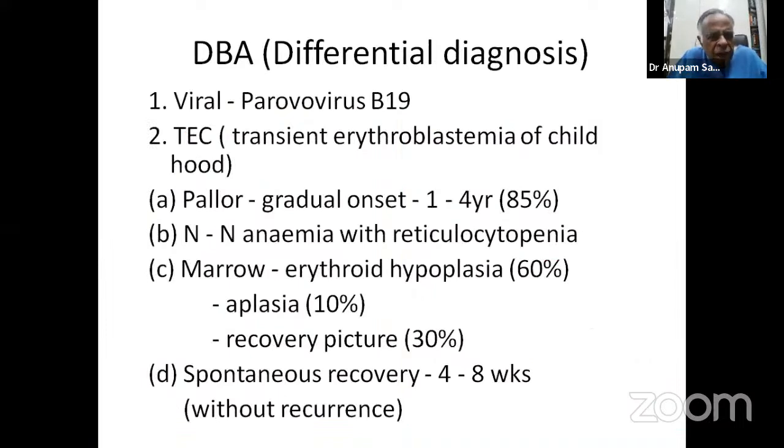Differential diagnosis includes viral infection by parvovirus B19. It can be transient erythroblastopenia of childhood, and that happens with pallor of gradual onset from 1 to 4 years, in 85% of the cases. You have a normocytic normochromic anemia with reticulocytopenia. Marrow shows erythroid hypoplasia in 60% of the cases, aplasia in 10% of the cases, and in 30% of cases you have a recovery picture. Spontaneous recovery occurs within 4 to 8 weeks, and there is usually no recurrence.